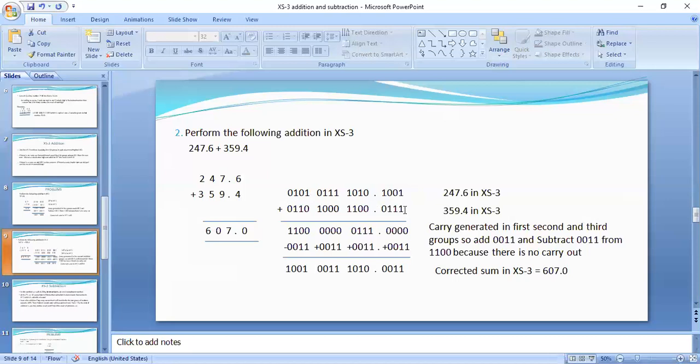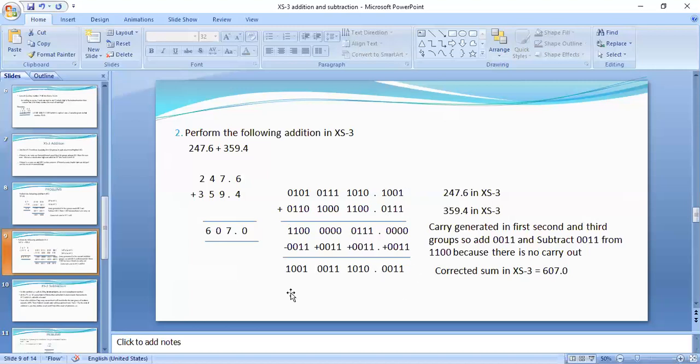So 1 plus 1. Here you may observe 1 is the carry, 0 is the sum. 1 plus 1, 1 is the carry, 0 is the sum. 1 is the carry, 0 is the sum. And this carry is propagated to the next group. So here there is a carry out from one group to another group. If there is a carry out, add 0011. If there is no carry out, subtract 0011. So after adding and subtracting, we have the answer like this.